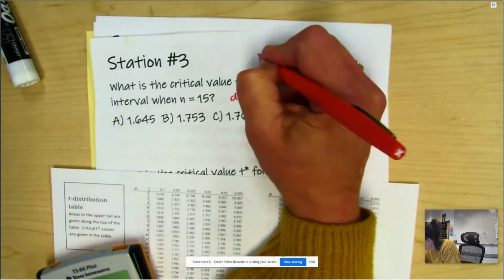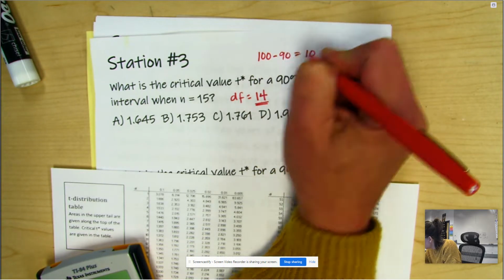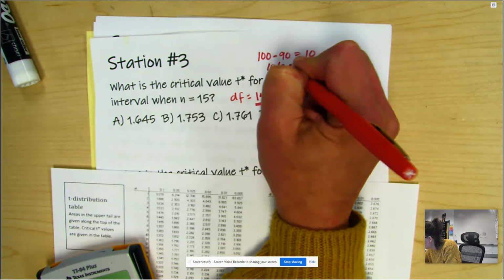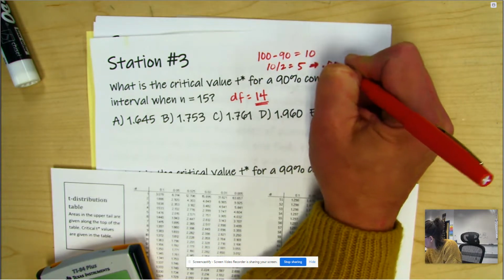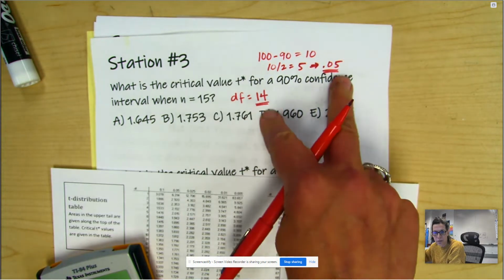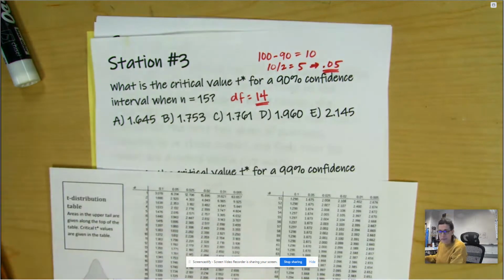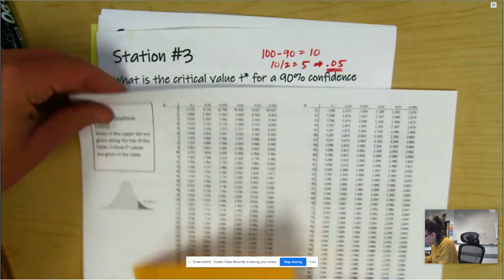So we would have 100 minus 90 is 10. Then you cut that in half for the two tails, which is 5. So that is 0.05. What we're going to do is look at where these intersect on our T chart. Okay, and this isn't giving a percentile. This is giving the number of standard deviations away on the T distribution to get 90% confidence.